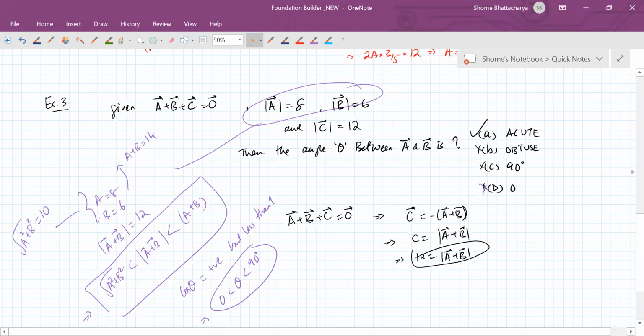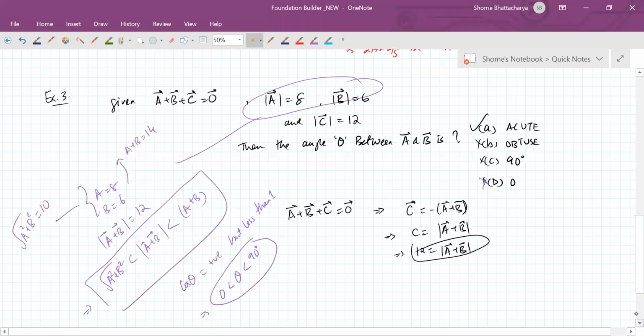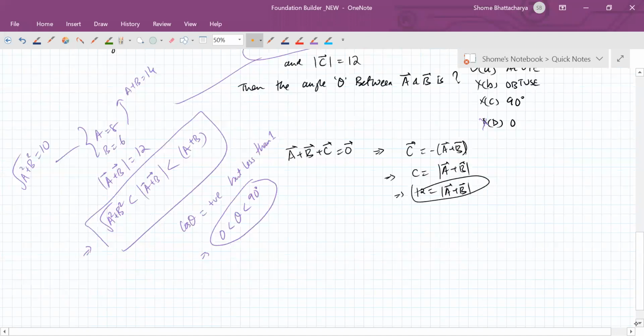If this had been 14 for example, then the answer would have been 0. If this had been 10 for example, the angle would have been 90 degrees. Had it been less than 10, like 8 or 7 or something like that, then the answer would have been an obtuse angle. So this is that inequalities type of questions. You've done many of these.